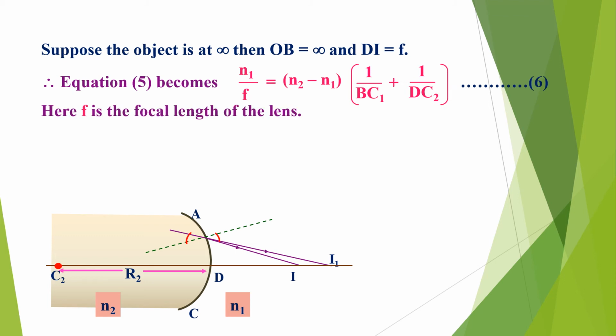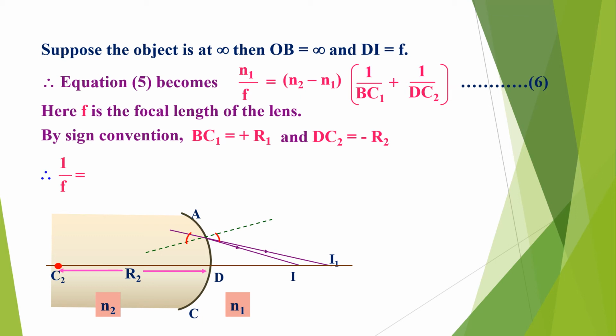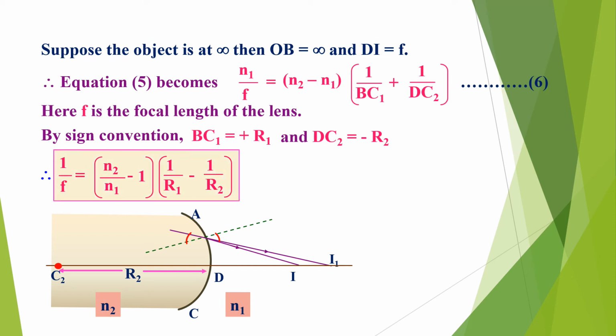Here F is the focal length of the lens. By sign conventions, BC1 is equal to plus R1 and DC2 is equal to minus R2. Therefore, 1 by F is equal to n2 by n1 minus 1 multiplied by 1 by R1 minus 1 by R2. This is the lens maker's formula.